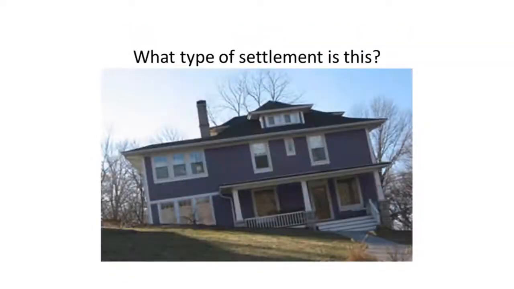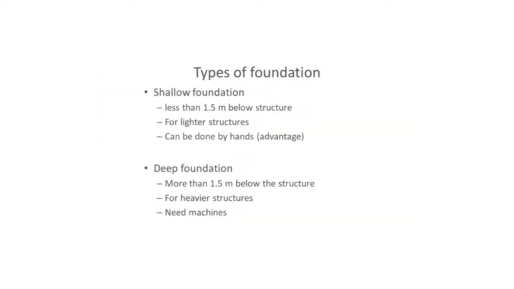Then you can be able to see now, even if the examiner gives you a type of structure like this and asks what type of settlement it is going to be, hence you can see slanting on one side. That means it's going to be your differential settlement.